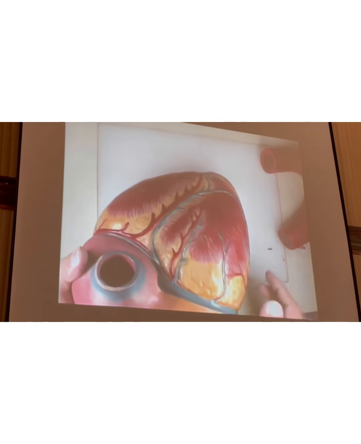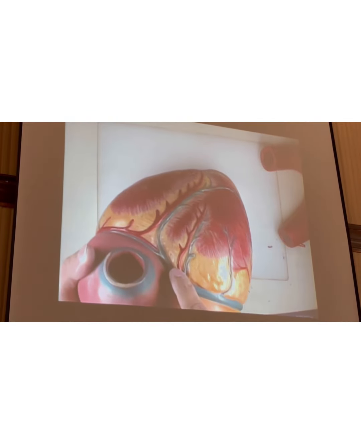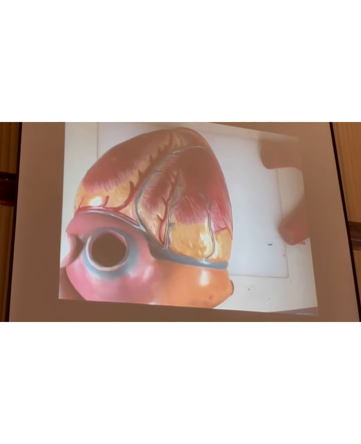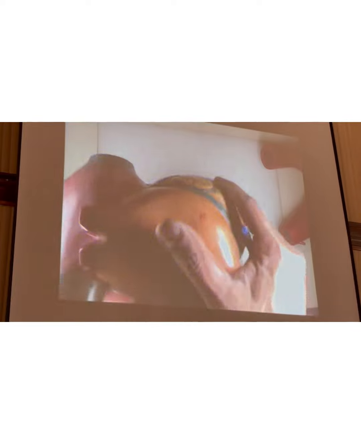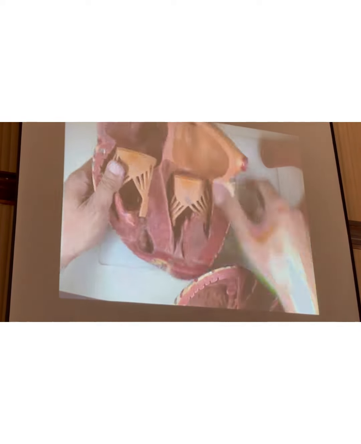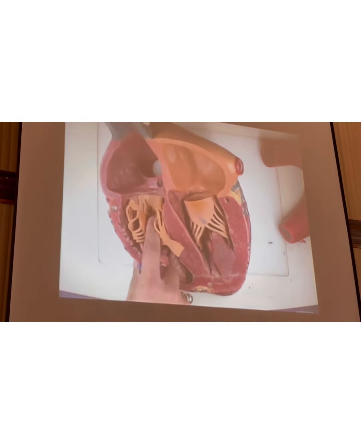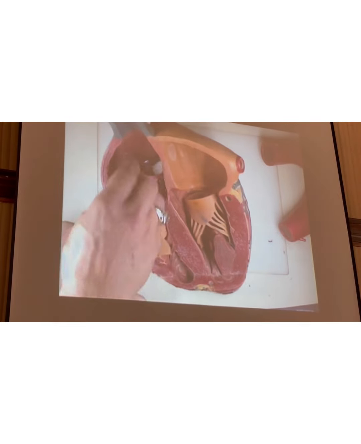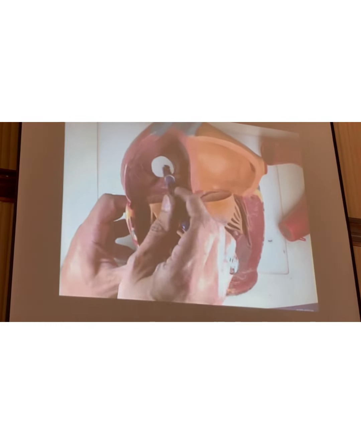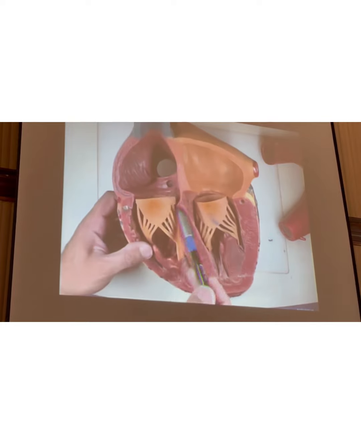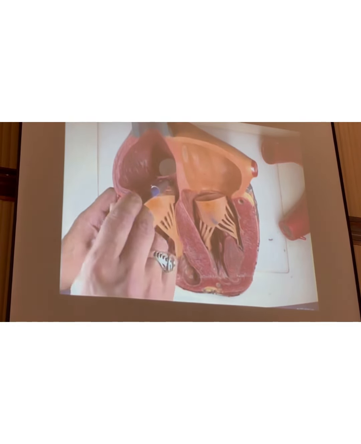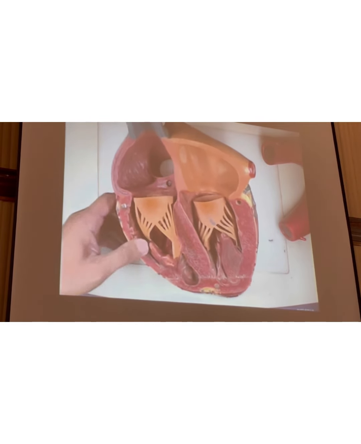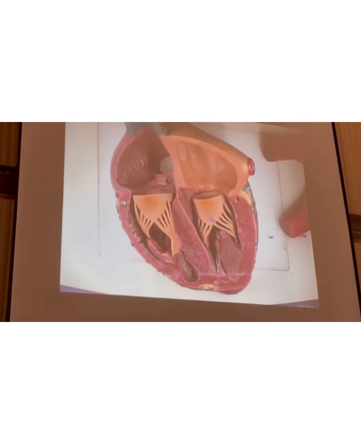Then we have the middle cardiac, which drains directly into the coronary sinus. So these together form the coronary sinus. We mentioned that the coronary sinus opens into the right atrium between the opening of the inferior vena cava posteriorly and the right atrioventricular orifice anteriorly. This is the opening of the coronary sinus.